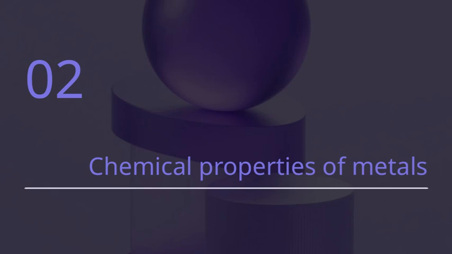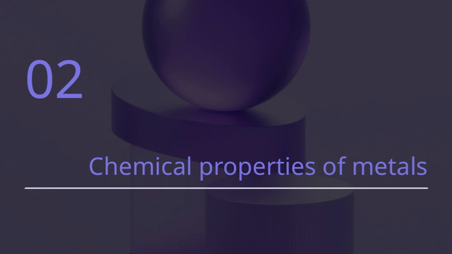Now let's take a closer look at the chemical properties of metals. Metals are fascinating because they have some unique chemical behaviors. For instance, they tend to lose electrons easily, which makes them good conductors of electricity and heat. This property is linked to their ability to form positive ions, or cations, during chemical reactions.